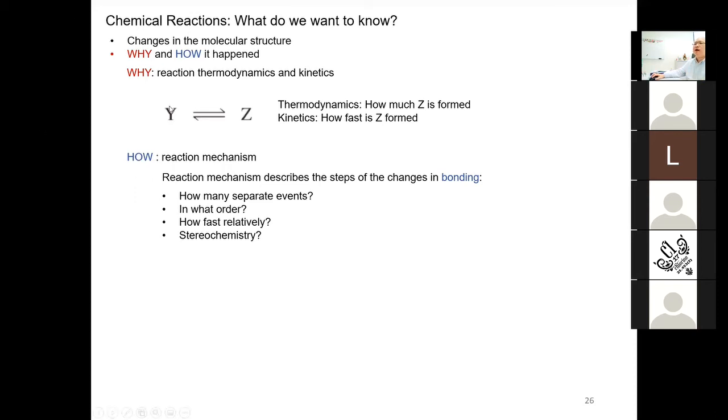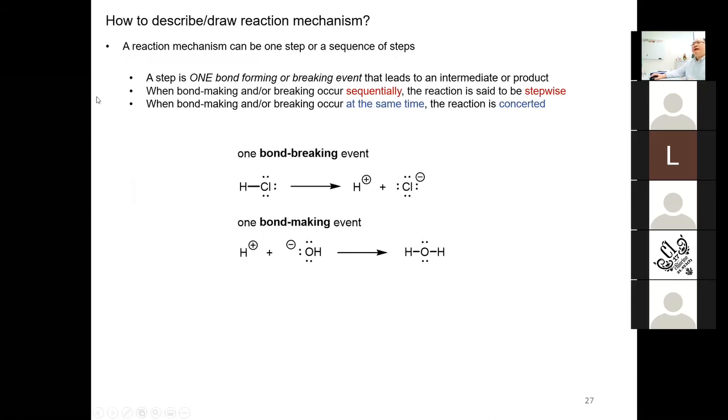And we want to learn the mechanism behind the Y to Z transformation. The mechanism describes the changes in bonding. But how many bonds are changed, in what order, how fast is each bonding change, and what's the stereochemistry of each change during the reaction? Again, we are not actually moving into teaching you new reactions right now. We are going to build a foundation, which is telling you how to describe and draw reactions first.